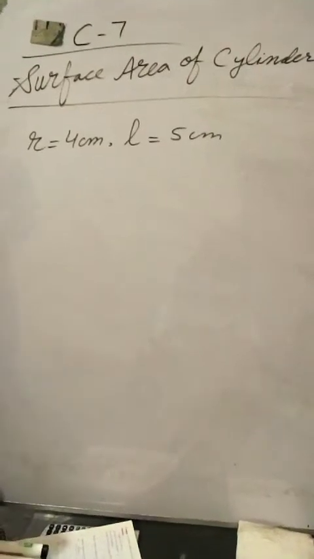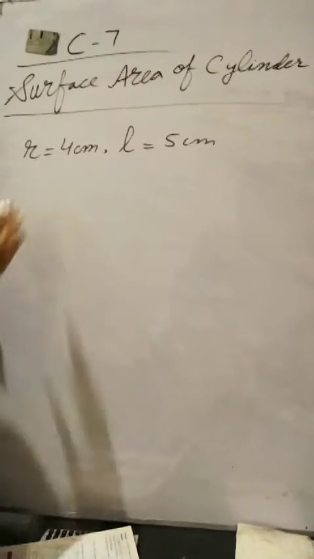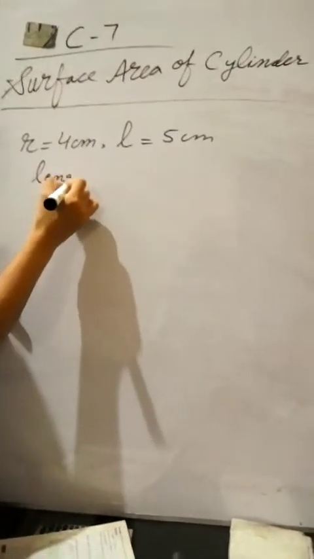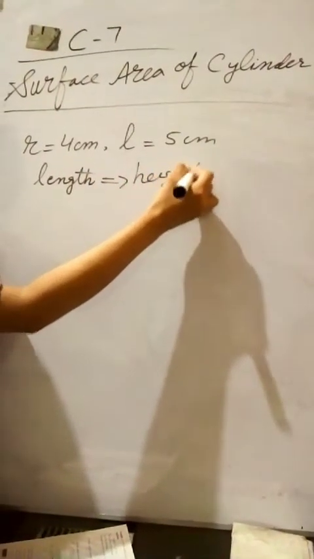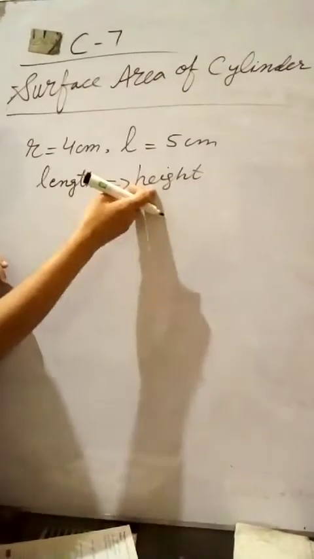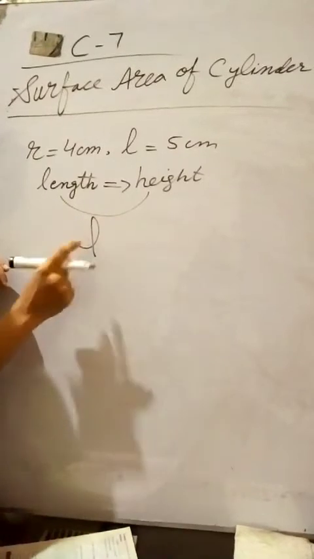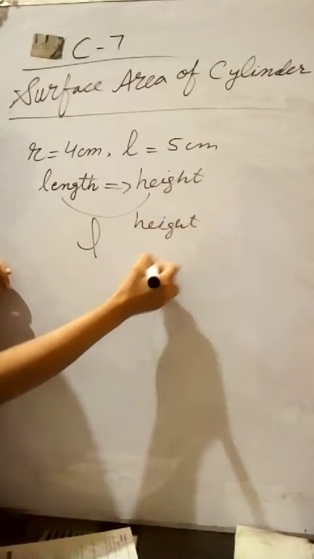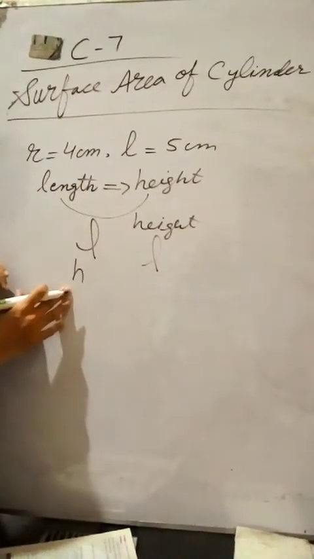Start the topic: surface area of a cylinder. In surface area of a cylinder, we need to use radius and length. L stands for length and it's also called height. Both are the same. We can use length and we can use height. If we have a height, we take it as the length, and if we have a length, then you can take it as a height.